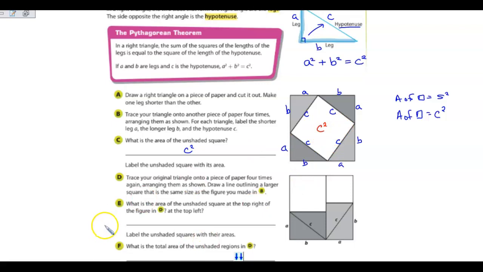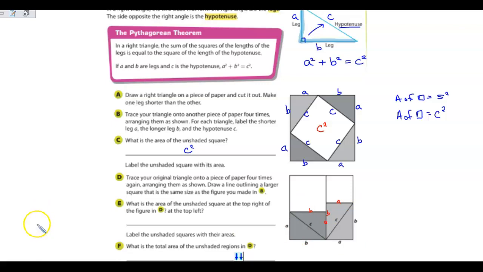Then it says trace the original triangle onto a piece of paper 4 times again and arrange them as shown below, and draw a line outlining a larger square that is the same size as the figure you made in B. So this is our same size of our square up here. Okay? And then we're going to label the sides A, B. This would be B, and this would be A. That's A. This would be B, A, and B. Okay? And then they labeled the C's for us.